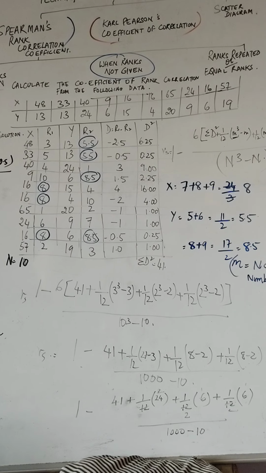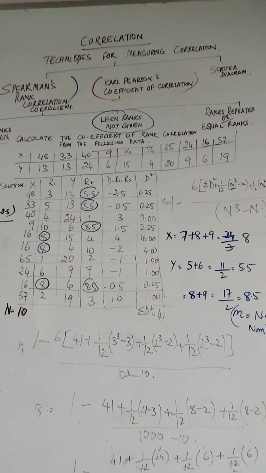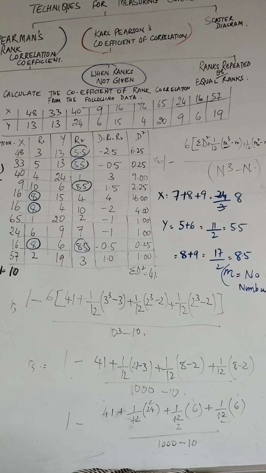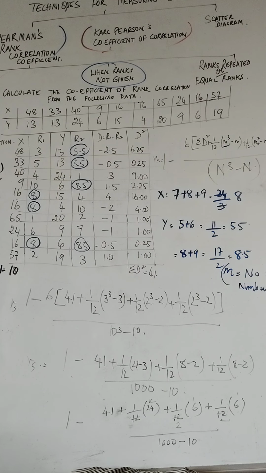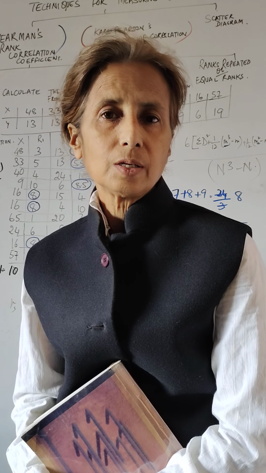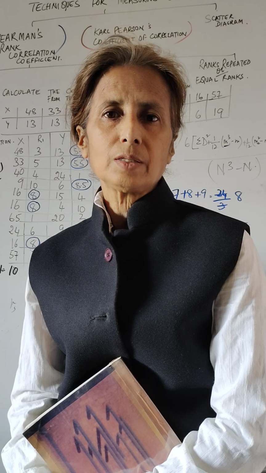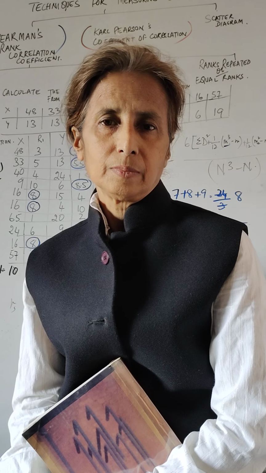Welcome to my class. We are doing correlation and we are doing Spearman's rank correlation coefficient. In this, we've talked about when the ranks are given, when the ranks are not given, and when the ranks are the same. Sometimes you find that the numbers are the same.